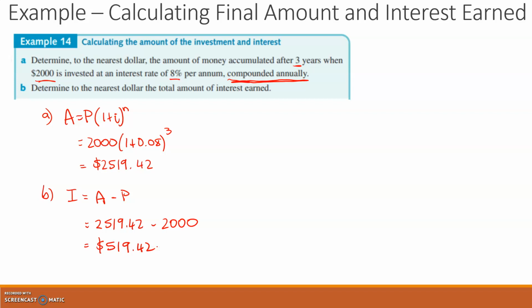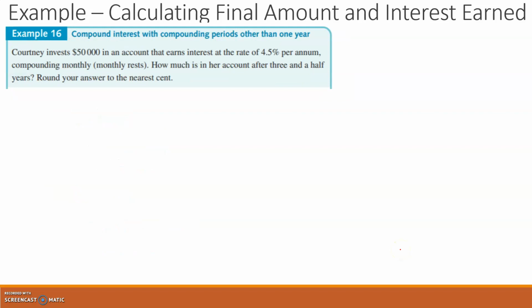So let's just interpret these answers really quickly. In A, we were calculating what is the final amount of money. So someone invested $2,000 and that turned into $2,519.42. Now B is asking how much interest was earned. So here we're not looking at what amount of money this person has at the end. We're looking at how much money they made over that time period in interest. And that's $519.42.